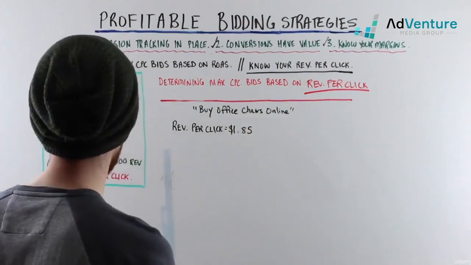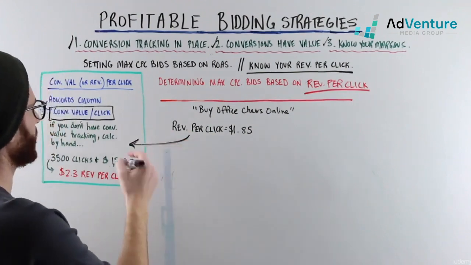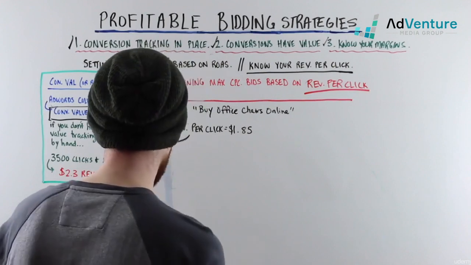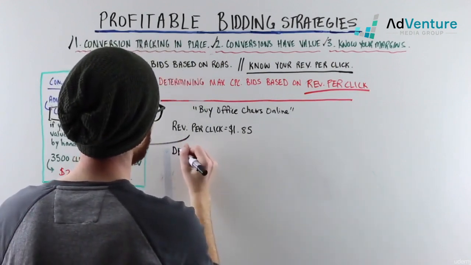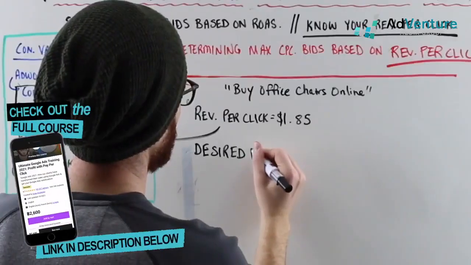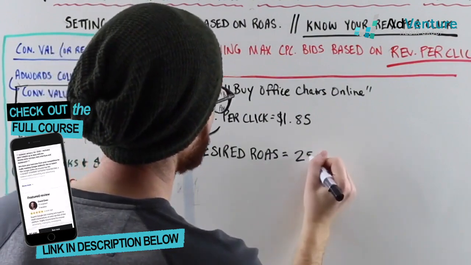Our revenue per click is $1.85. Now remember, to calculate revenue per click, you have this formula right here. This is your revenue per click formula. So our revenue per click is $1.85, and let's say our desired ROAS in this case is different. Let's make it $2.50. Our desired ROAS is $2.50.